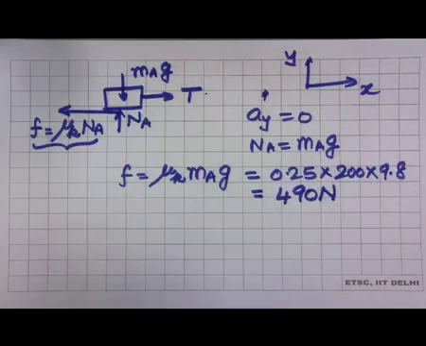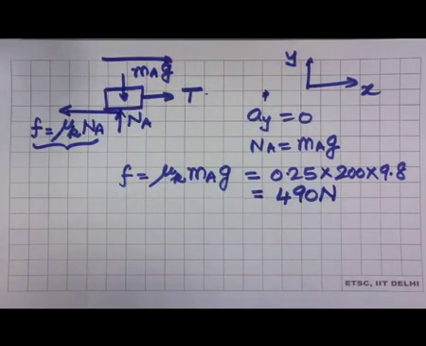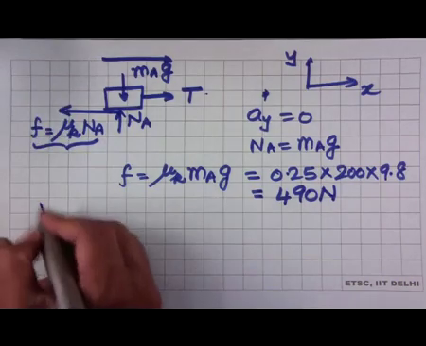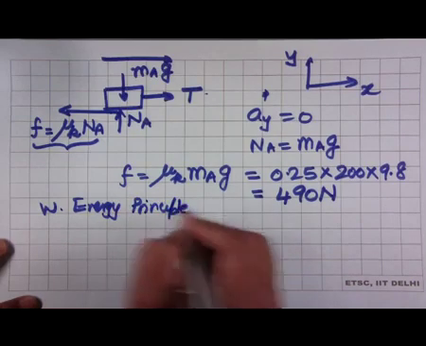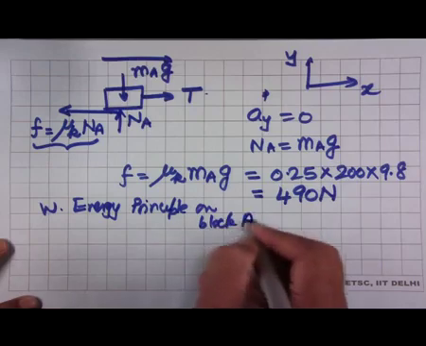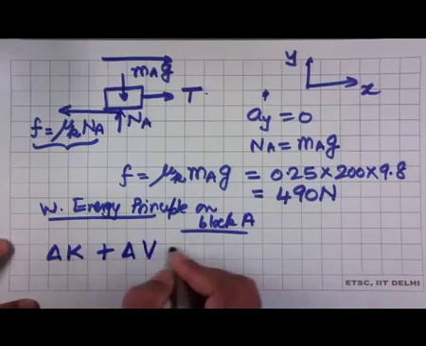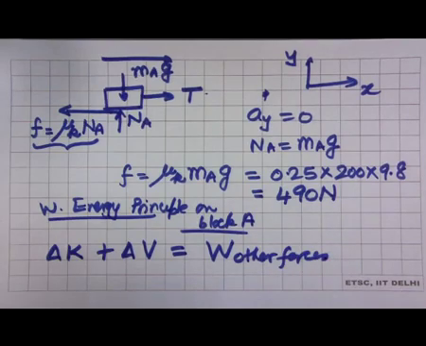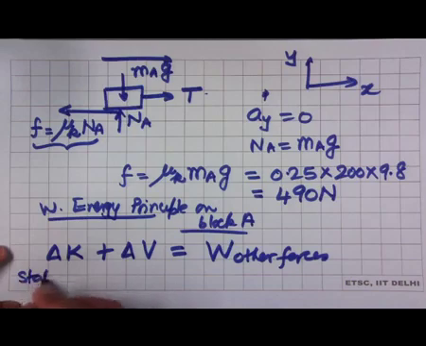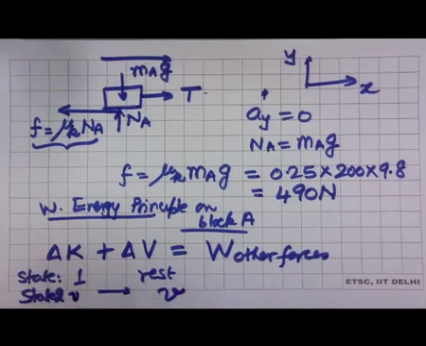Now what we see is the block is moving in the x direction, there is a force T, there is a friction force F, and the block is moving in the positive x direction. So, if we apply the work energy principle on block A, the work energy principle tells us change in kinetic energy plus change in potential energy is equal to work done by other forces. Now, our state 1 is the state of rest, state 2 is the final state, where the speed of the block is v.